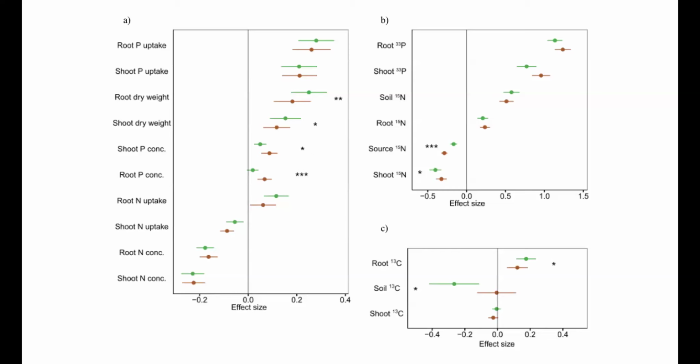And there were also some indications that there was less nitrogen in the shoots in the mycorrhizal plants than in the non-mycorrhizal plants, which has something to do, I will show it later, with the nitrogen being immobilized in the fungi. And the carbon was just shaky a little bit.